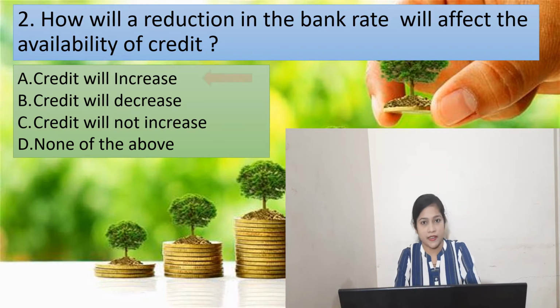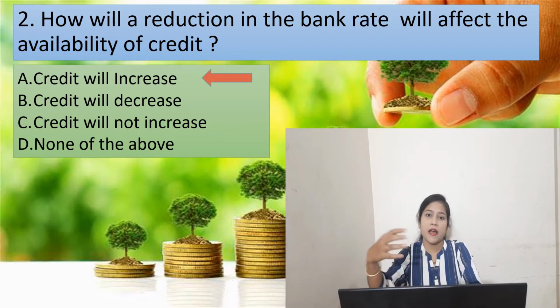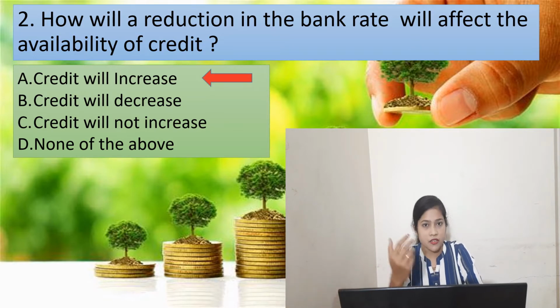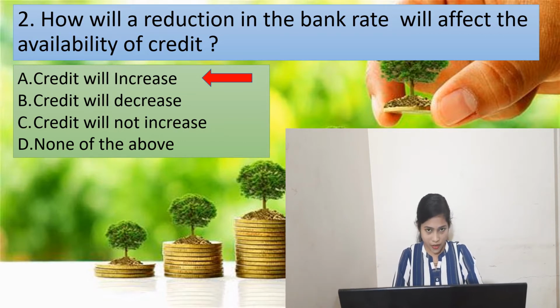So what happened finally? When the bank rate has been decreased, commercial banks will get more money because the interest rate is less. When they get more money, they can give us more money and with a less rate of interest, right? So the question here is, what is the effect on availability of credit? What will be the answer?